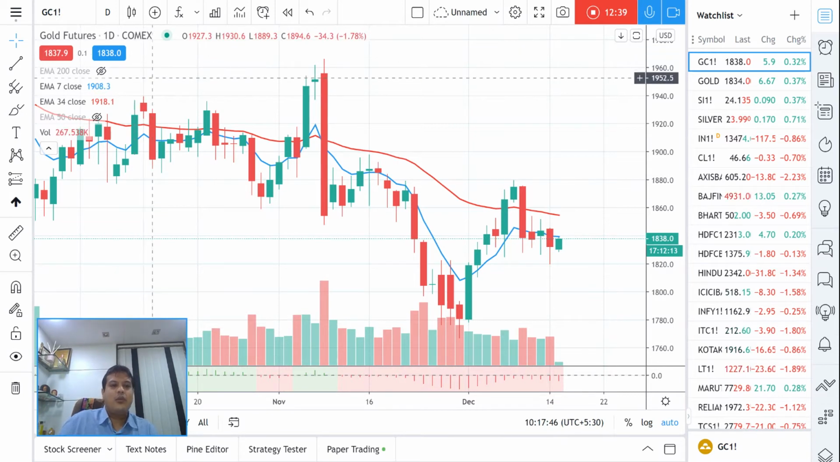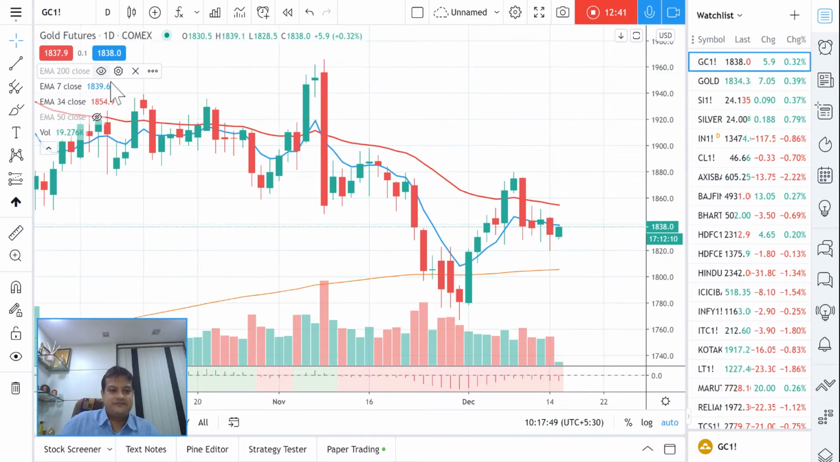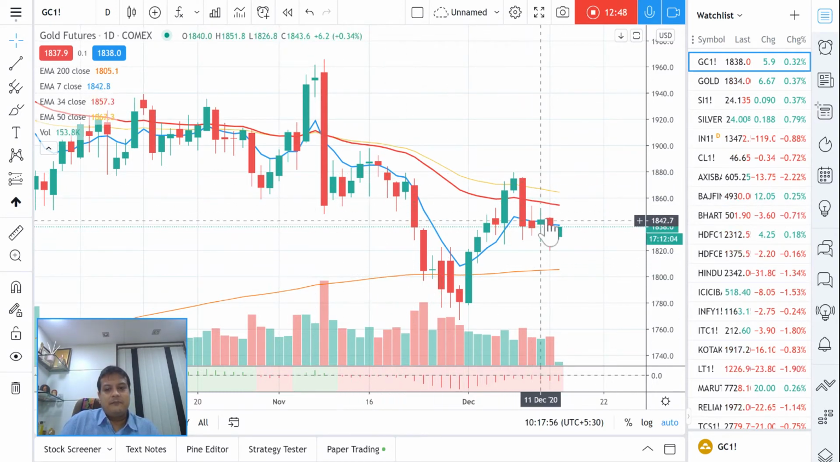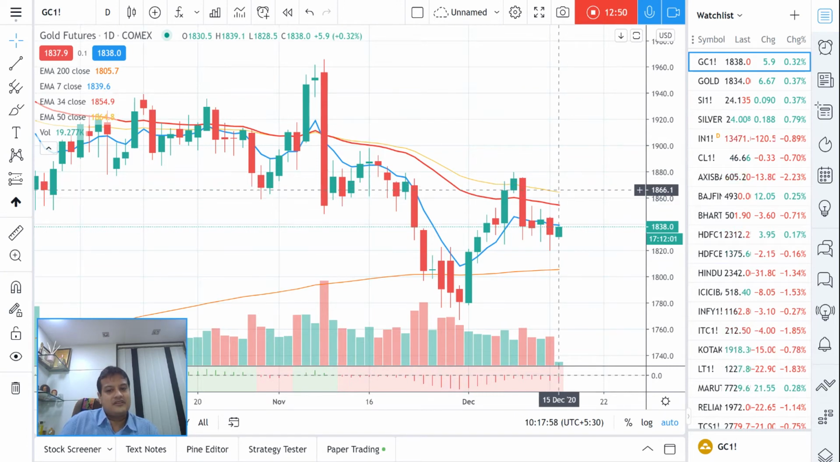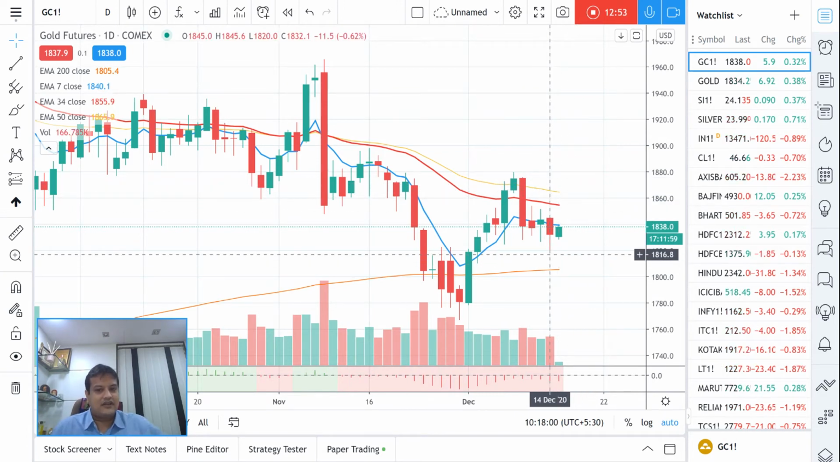Now we'll understand why we need the 200 day and 50. So I'm putting the 200 day, putting the 50. Now this 200 day and 50 give us a basic idea of how much resistance and support level is going to happen.